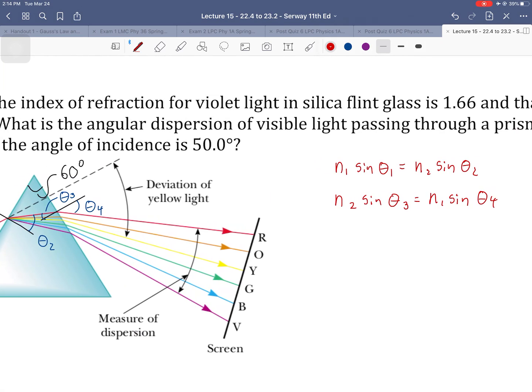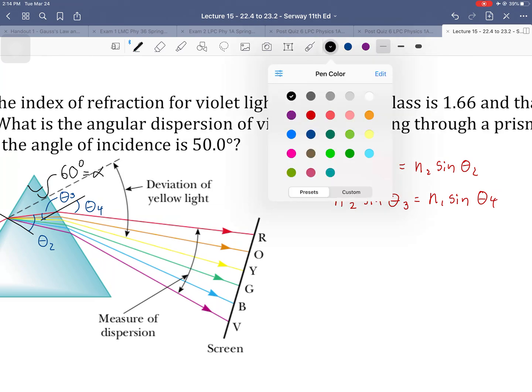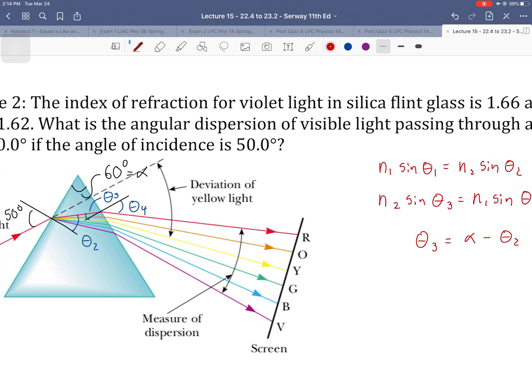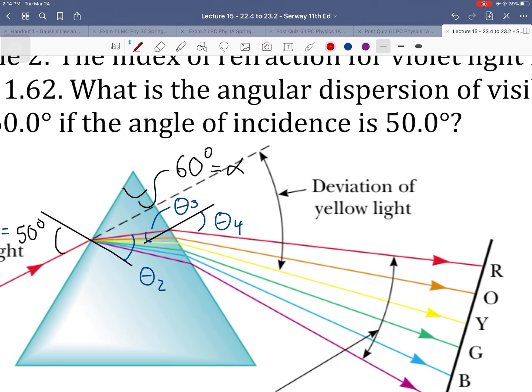Okay, so I should give this apex angle a name. I'll name it alpha, just like in the quiz. And so sort of our last governing equation here is that theta 3 is related to theta 2 and alpha by simply being alpha minus theta 2. All right, and you can think about the geometry, how those angles are related to each other. Okay, so you can get an idea about that.